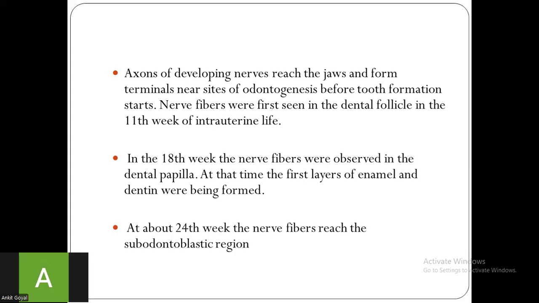Axons of the developing nerves reach the jaws and form the terminal sites of odontogenesis before tooth formation starts. Nerve fibers were first seen in the dental follicle in the 11th week of intrauterine life. In the 18th week, nerve fibers were observed in the dental papilla. At that time, the first layer of enamel and dentin were formed. At about the 24th week, nerve fibers are in the subodontoblastic region.